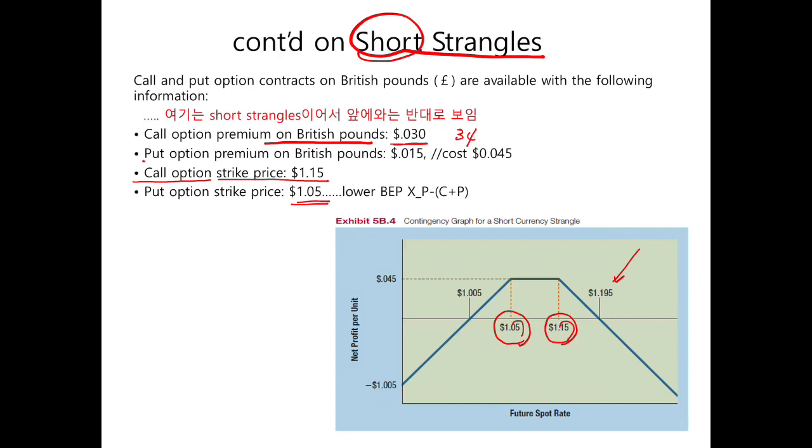What about the put option premium? How much is it? 1.55 cents, right? So this is a short strangle. If it were a long strangle, how much would it cost you to construct the position? 4.5 cents. Mathematically speaking, that's 0.045, right? It costs 4.5 cents.